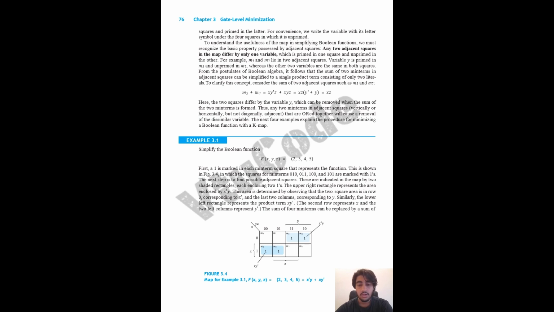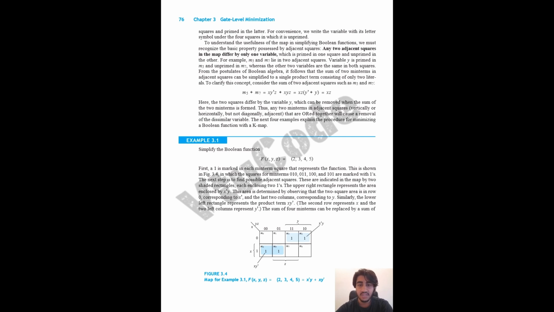Based on the order 0 0, 0 1, it should be 1 0 and 1 1, but here we apply gray coding. So that means 1 0 goes here and 1 1 comes here. So the third and the fourth positions are interchanged. Here it remains the same. We have only one variable, that is x, so 0 and 1.